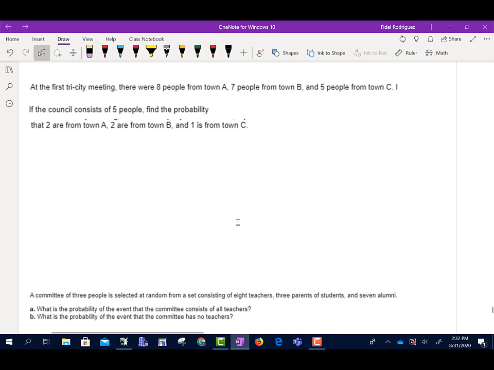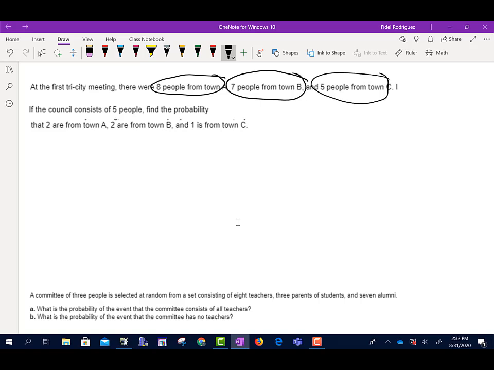All right, so take a look at the next problem here. It says, at the first Tri-City meeting, there were 8 people from town A, 7 people from town B, 5 from town C. If the city council consists of 5 people, find the probability that 2 are from A, 2 are from B, 1 is from C. Okay, so this is similar to the problem that we just did.